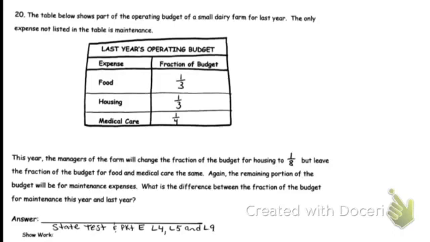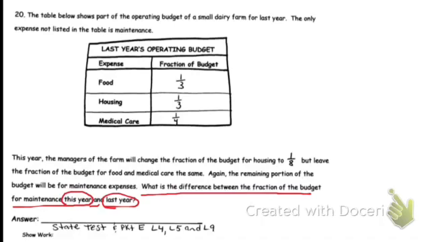The question says, what is the difference between the fraction of the budget for maintenance this year and last year? Oh my goodness. Well, remember, don't stress out. Let's break it up into step by step. First thing we always do when we have a word problem is go back to the actual question. Find your question mark, back up to the asking word.